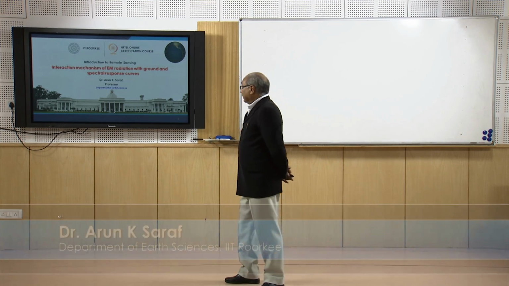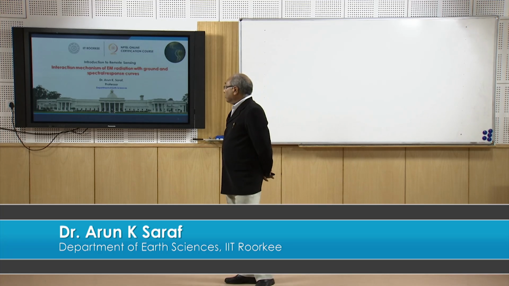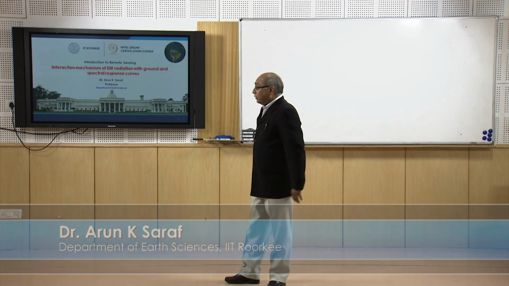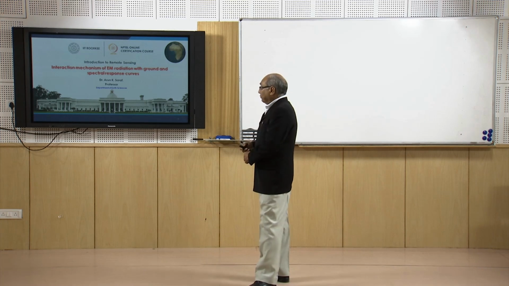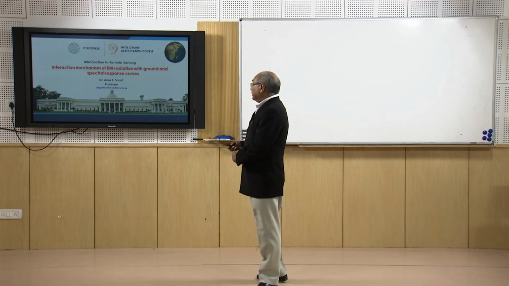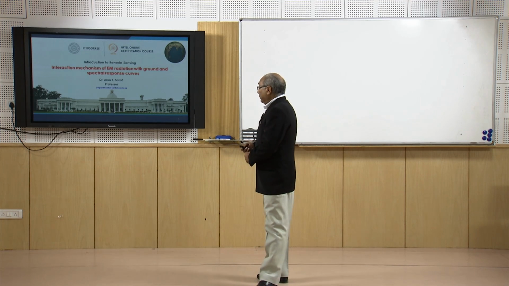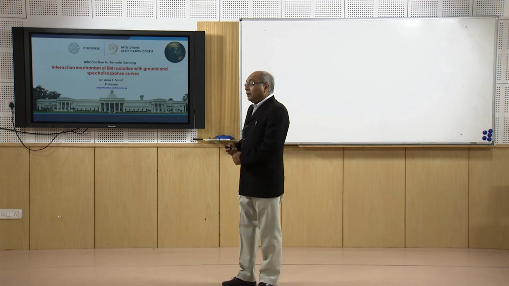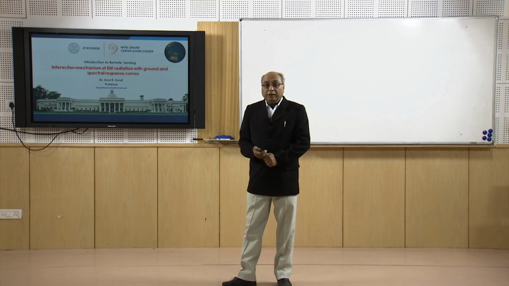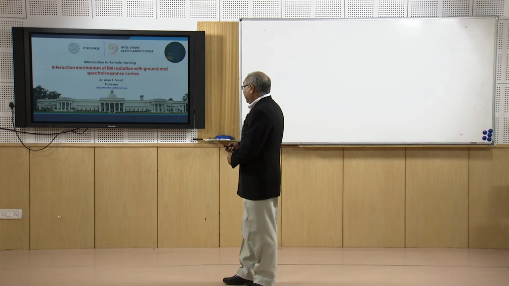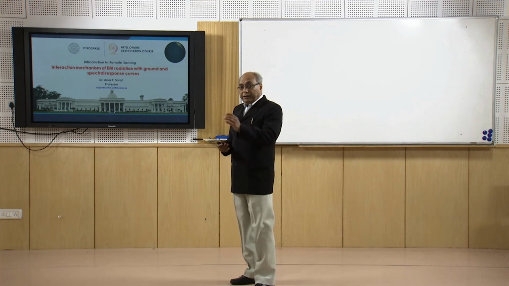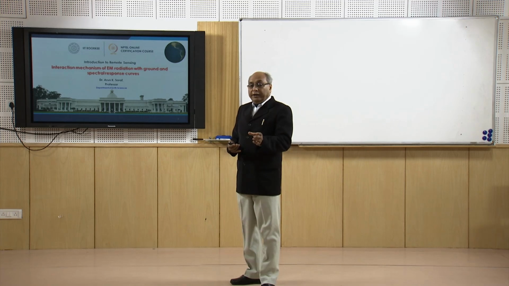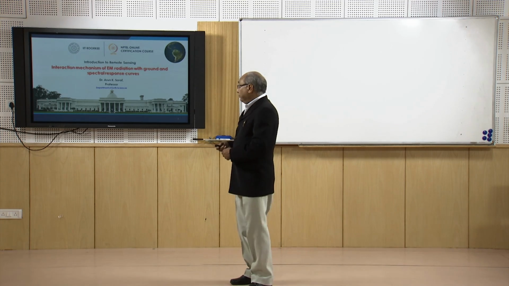Hello everyone and welcome to this sixth lecture in this course, Introduction to Remote Sensing. In this particular topic we will be discussing the interaction mechanism of electromagnetic radiation with the objects which are present on the ground, especially vegetation, bare soil, water bodies, and their spectral response curves, which we will see, how these curves of different objects behave at different wavelengths.